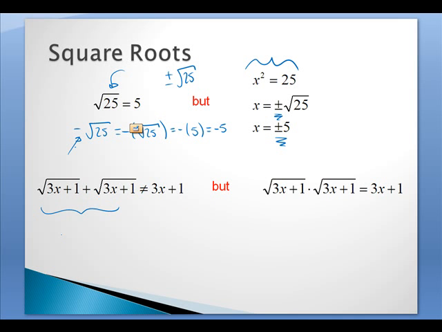This is actually equal to, because you have two of the same roots, 2 root 3x plus 1, because you have two of them, the same ones. So that's very different than 3x plus 1. Now, like I said, if you were to multiply those two same roots, then yes, that would equal 3x plus 1. The two roots cancel each other out.